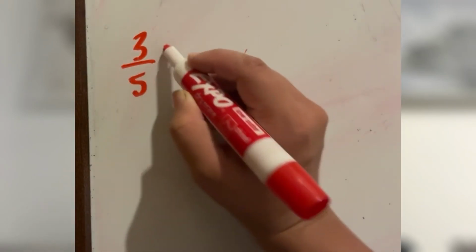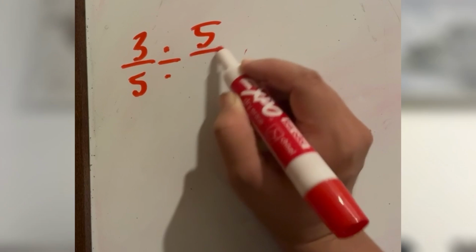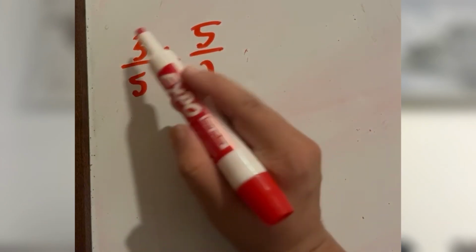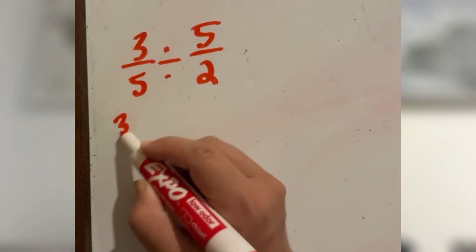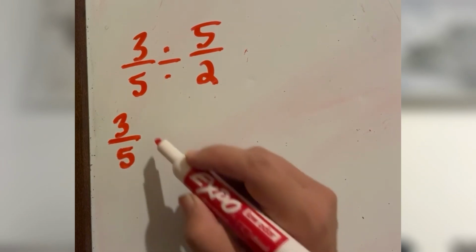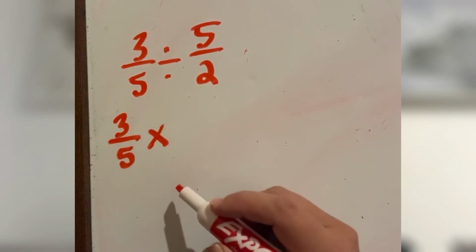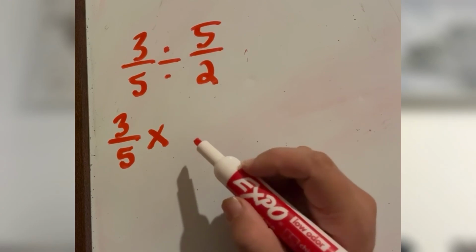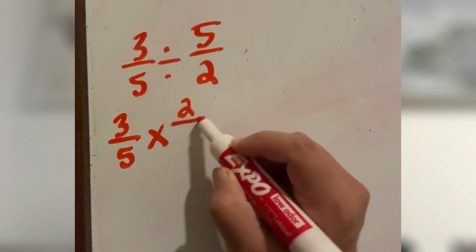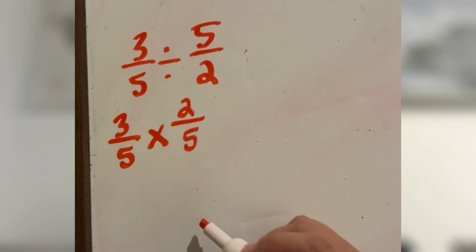Here's our next problem. We have 3/5 divided by 5/2. So again, we're going to keep our first fraction the same. So 3/5, write that down. Then we'll have our multiplication symbol. Then we'll flip our second fraction. So we'll have 2 on top and 5 on the bottom.